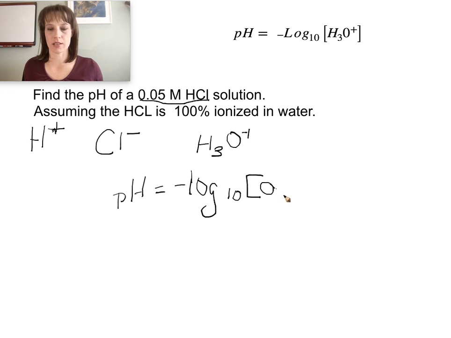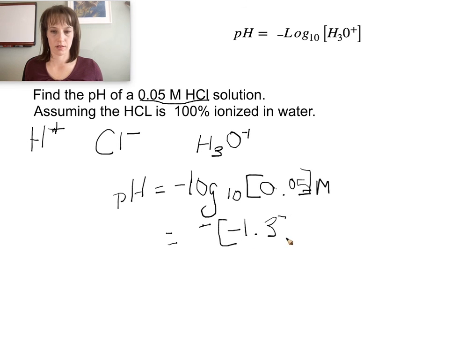We know that it's 0.05 molar of hydronium ions, because for every hydrochloric acid molecule that breaks up, there's one hydrogen that bonds with one water, and we come up with another hydronium ion. And with a quick calculation, the pH of hydrochloric acid in water at a 0.05 molar solution is 1.3.